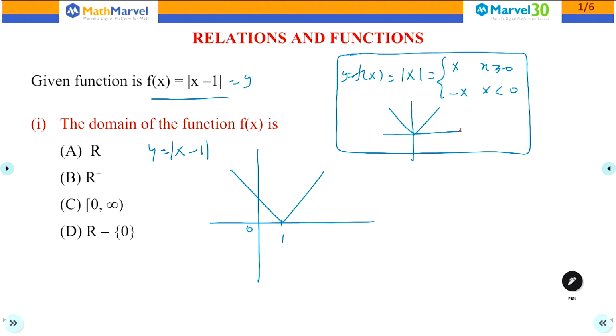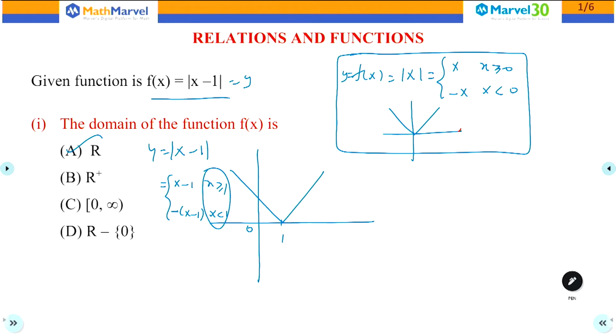And what is the definition of this? The definition is x minus 1 when x is greater than or equal to 1, and minus of x minus 1 when x is less than 1. And what is the domain? If you see these two, the domain is the union of these two intervals. The union of greater than or equal to 1 and less than 1 means the whole real line, and hence the domain of mod of x minus 1 is R.